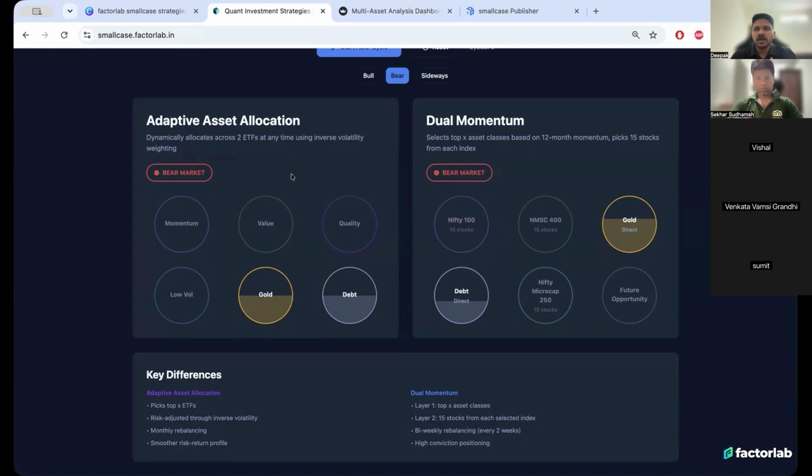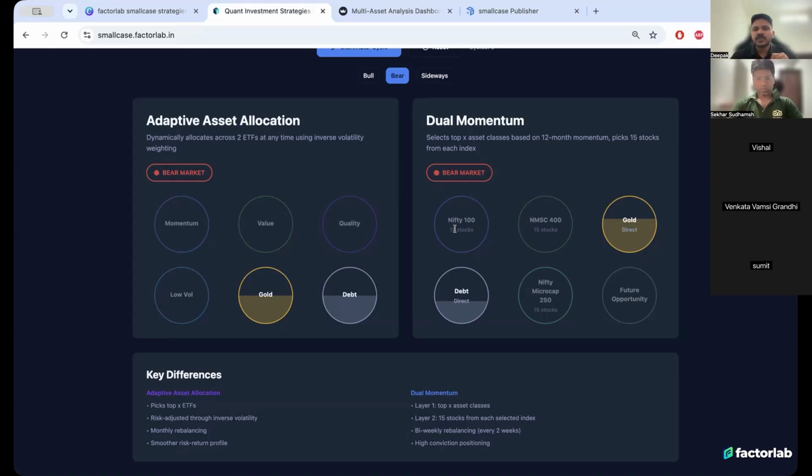dual momentum strategy, which is a stock-based play rotating between Nifty 100, mid small cap 400, gold, debt, and micro cap 250. And if you see any future opportunities in asset classes that we haven't used before, we would also add those, something we look forward to as and when smallcase launches them.